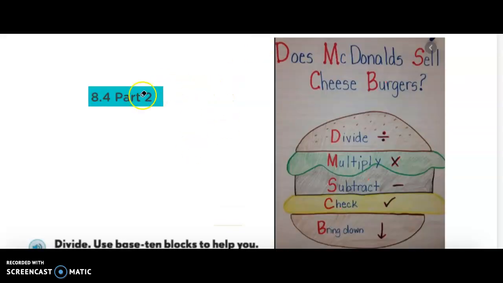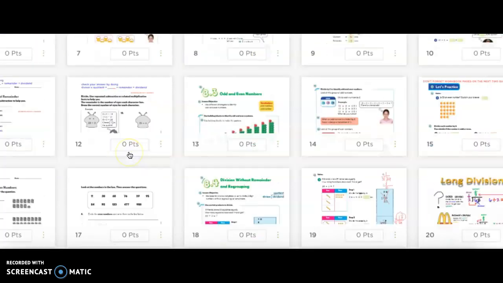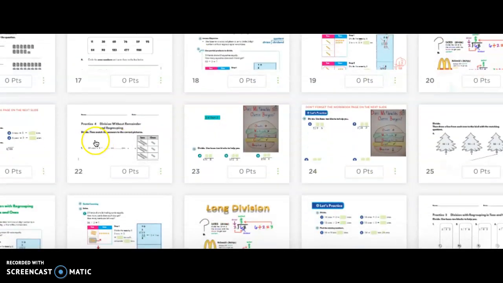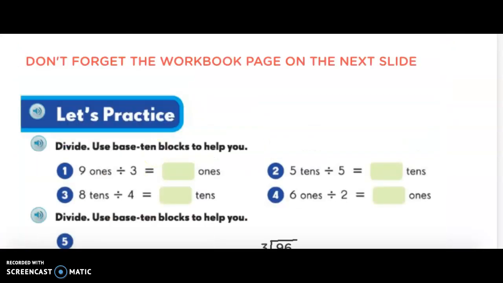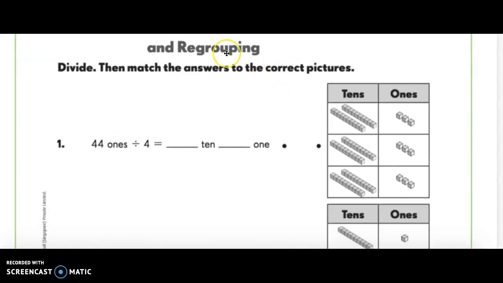And then once you reach this part that says 8.4 part 2, stop there, and remember to raise your hand when you are finished. So you only have 2 pages to do. You have your Let's Practice and 1 workbook page, okay?